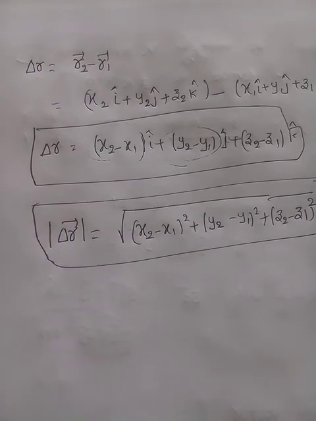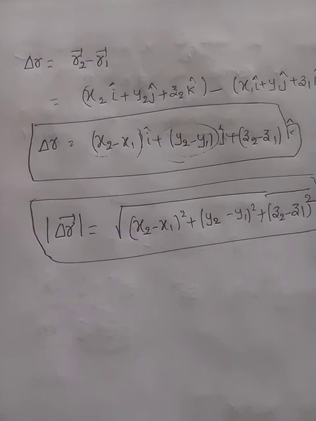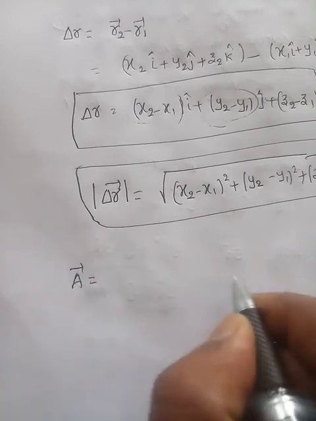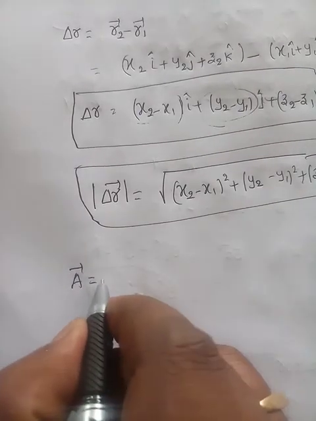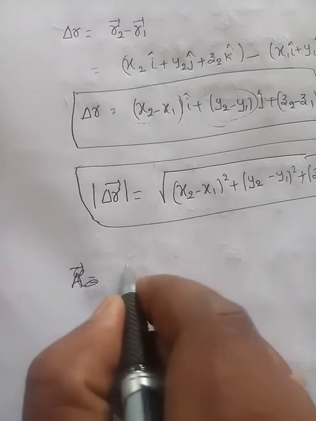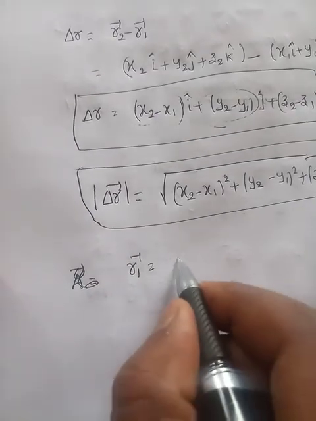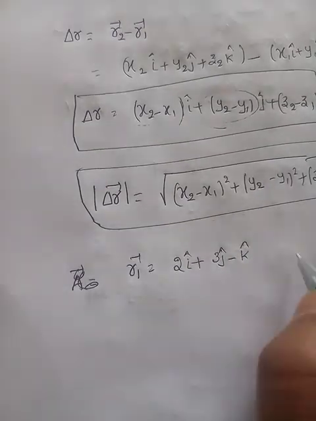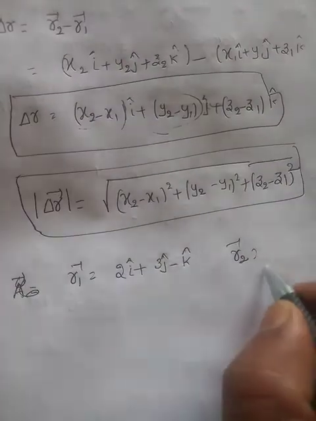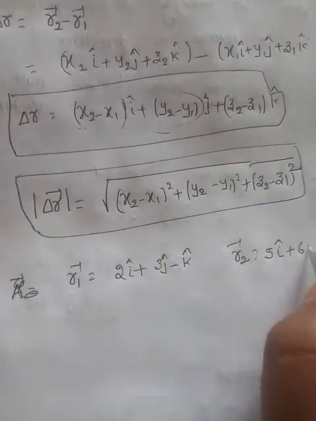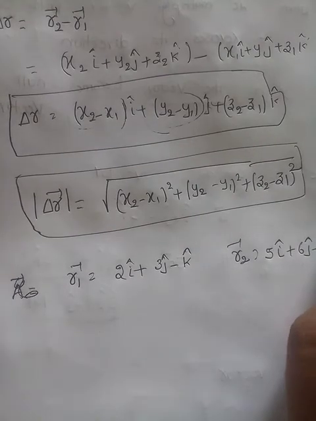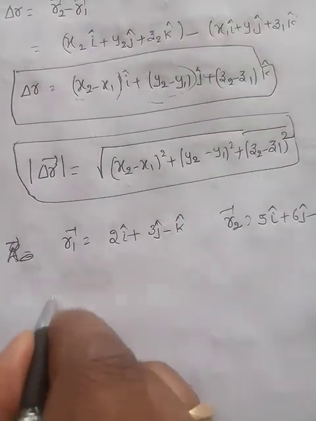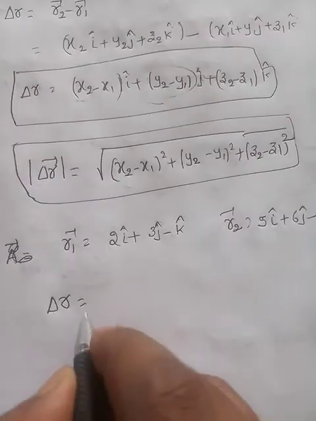To understand this one, let us take an example. Let us take r1 as the initial position vector, r1 equals 2î plus 3ĵ minus k̂, and r2 equals 5î plus 6ĵ minus 2k̂. Okay. Now what is the displacement? Delta r equals r2 minus r1.